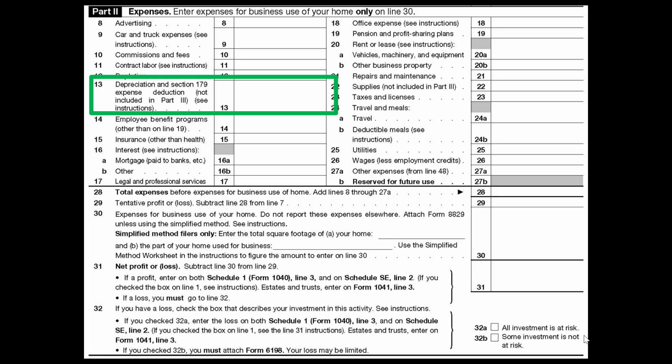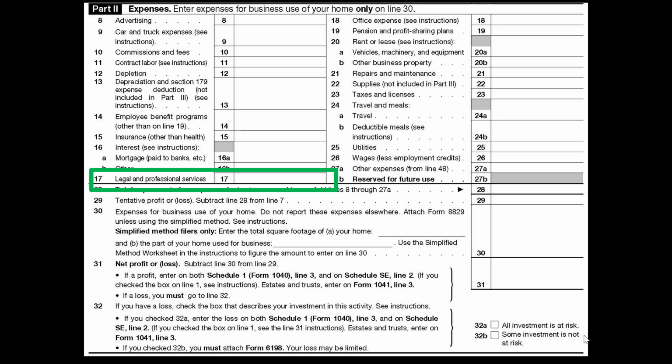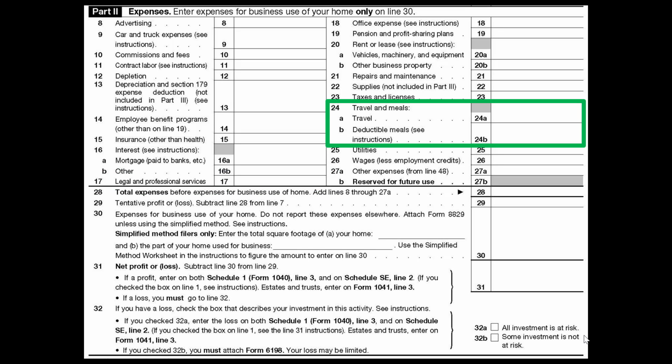Depreciation is a big confusing ball of mess. If you bought large durable equipment, keep those receipts and talk to a professional about how to deduct it or to depreciate it. The good news is that you can deduct those legal or professional services on line 17. Paying someone to do your taxes is a legitimate business expense.